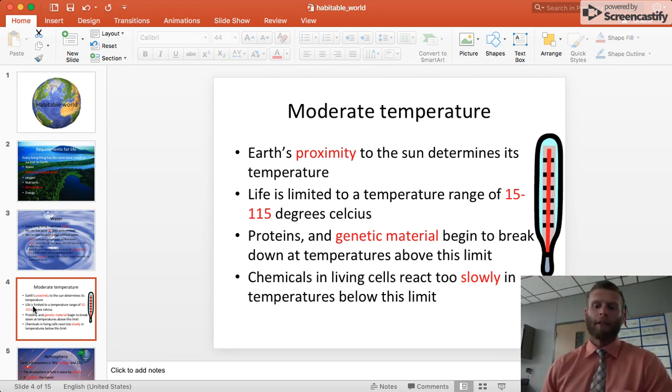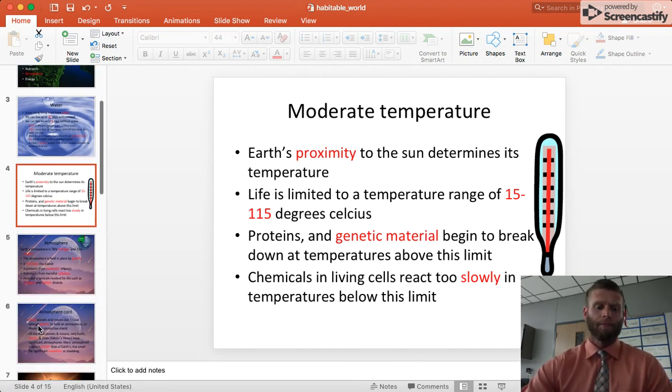So, moderate temperature. Earth's proximity to the sun determines its temperature. So proximity, right? Distance from the sun. Life is limited to a temperature range of 15 to 115 degrees Celsius. Proteins and genetic material, that DNA we love, begin to break down at temperatures above that limit, meaning it destroys that genetic material above 115 degrees Celsius. And chemicals in living cells react too slowly in temperatures below 15 degrees Celsius.